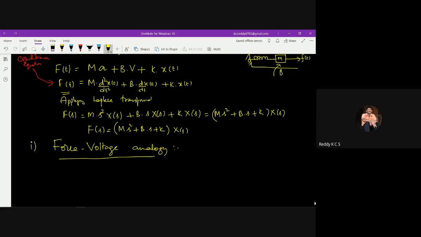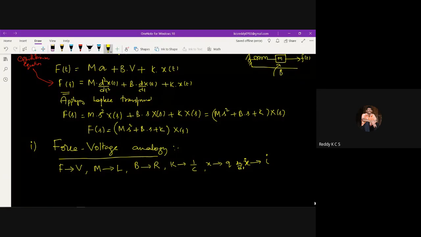Now in this force-voltage analogy, we know that force is replaced with voltage, and mass is replaced with L, that is inductance. B is replaced with resistance R, and K is replaced with 1 by C. X, that is displacement, is replaced with charge, and velocity, x dot, which is dx by dt, the first derivative, is replaced with current i.